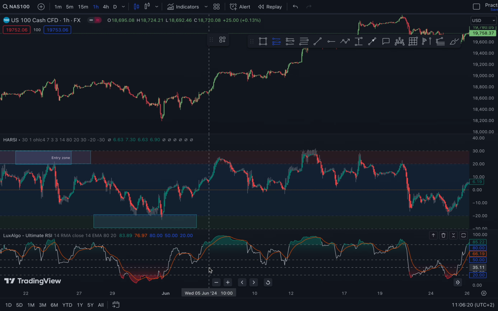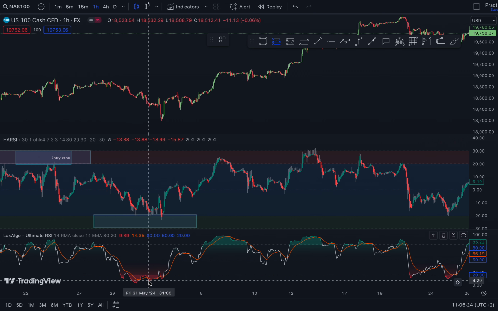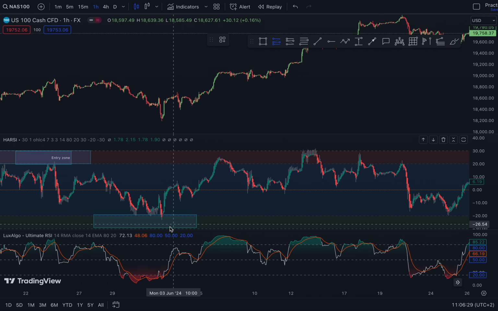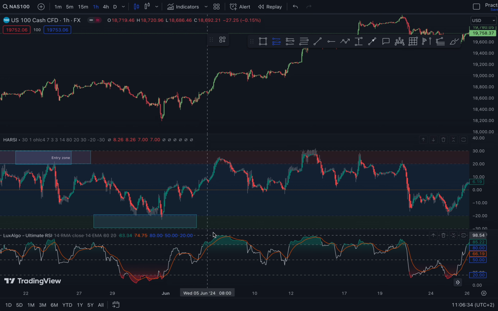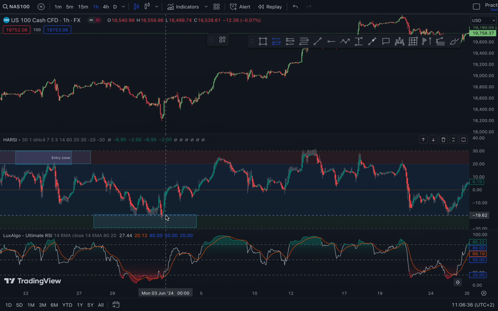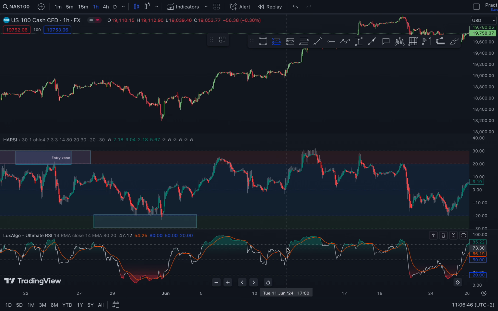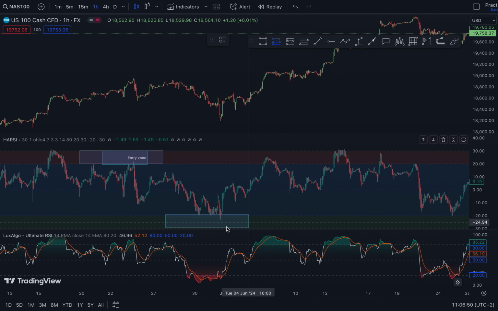So in this video I'll be showing you guys a very simple strategy with our Heikin indicator and our RSI. As you can see right there, we're looking for two things only. We're looking for our Heikin to be oversold, and we're looking for our Lux Algo RSI to be overbought. So when these two align, we're looking for a buy or sell.